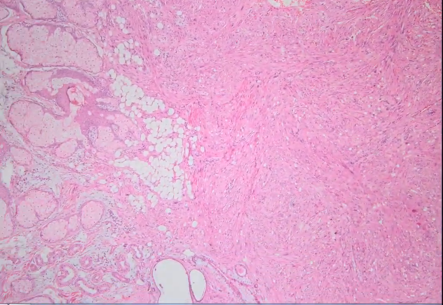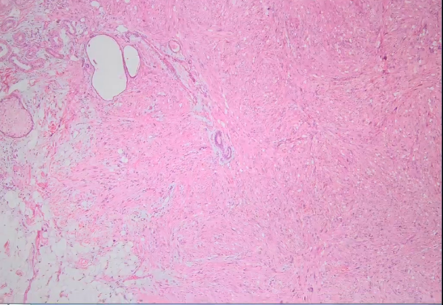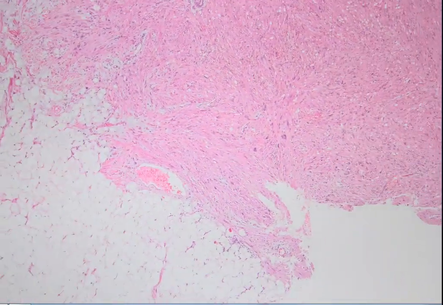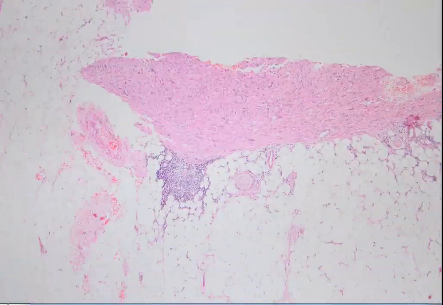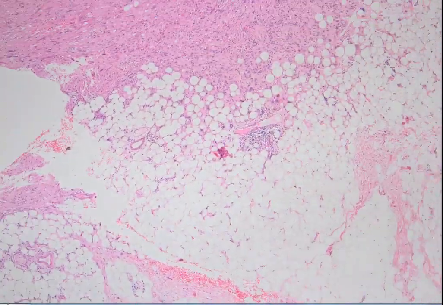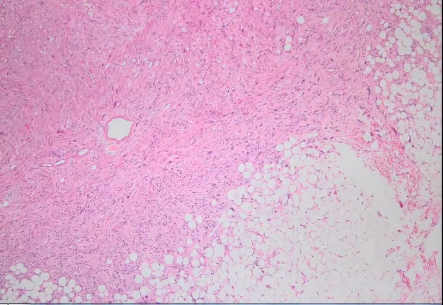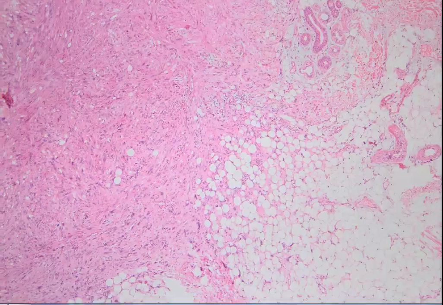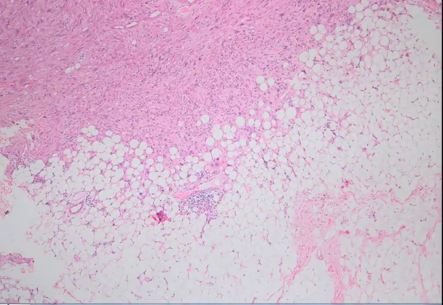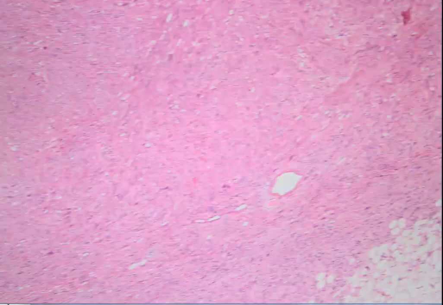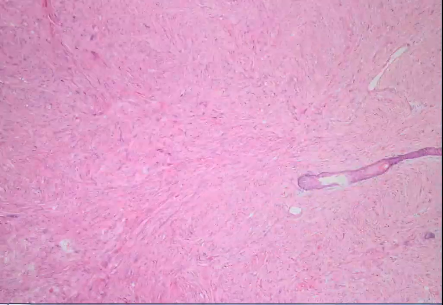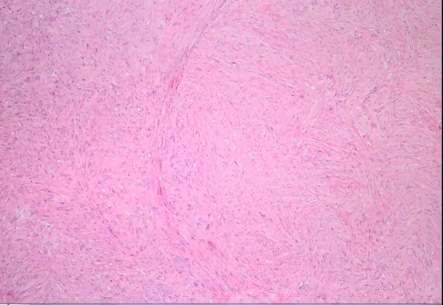When we look at the base, we see some infiltrations into the subcutaneous tissue, as you see here, and this is relatively well circumscribed but unencapsulated. We have some infiltrative borders here, but we have a 1.5 centimeter diameter mass here.